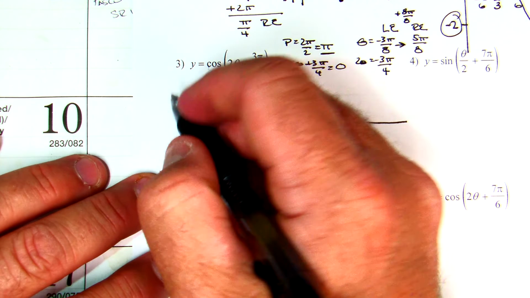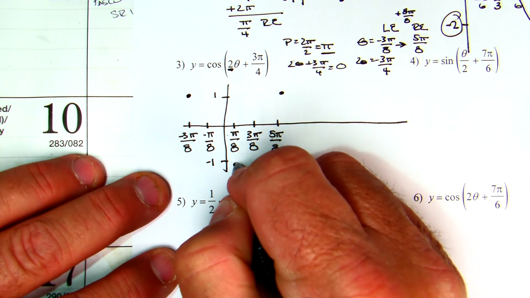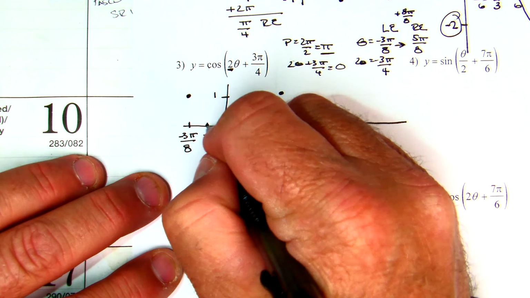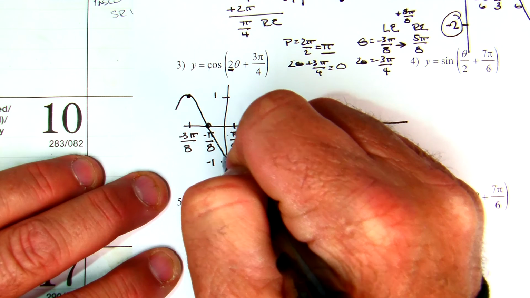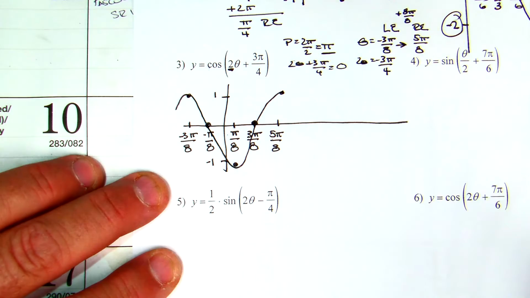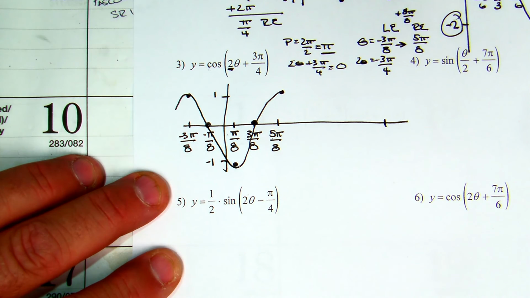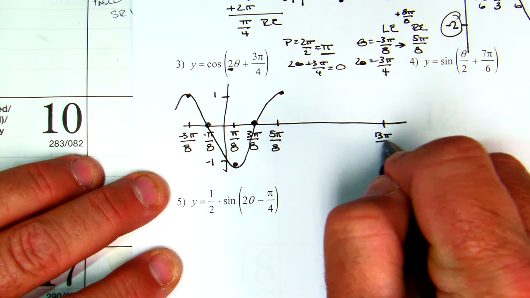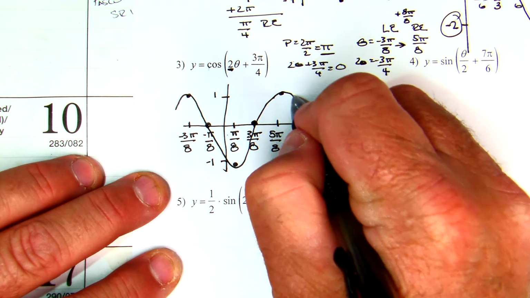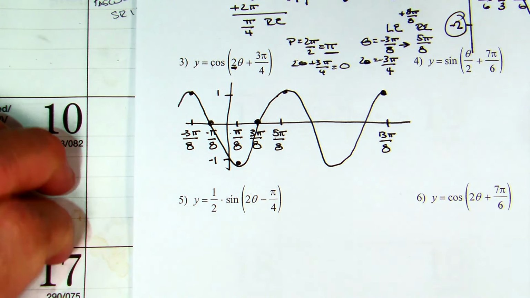Cosine starts at the left endpoint, maximum, ends at the right endpoint, maximum, halfway is the minimum. Quarter points are both at 0. Add the period again to get your second endpoint. So 5 pi over 8 plus 8 pi over 8 puts my next at 13 pi over 8. Eyeball that. Don't spend a lot of time with that. And you're done.